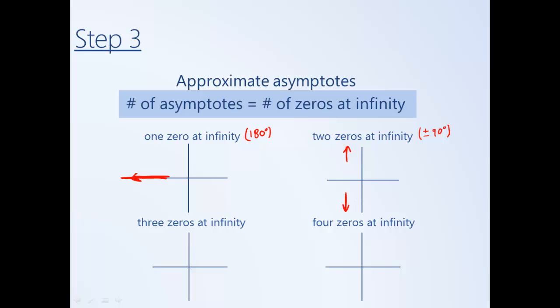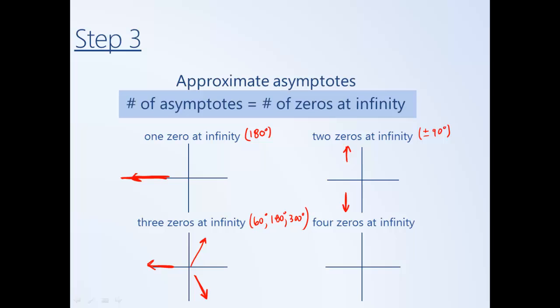When we have 3 zeros at infinity, we're going to continue this pattern of symmetry. So we'll have one at 60, 180, and 300 degrees. So I have one going up at 60, one going to 180, and one going to 300.